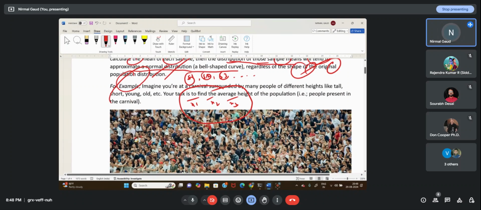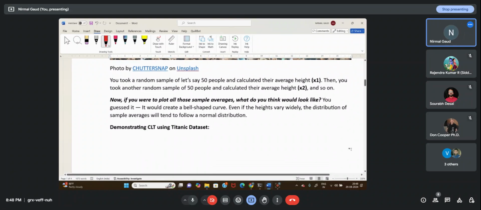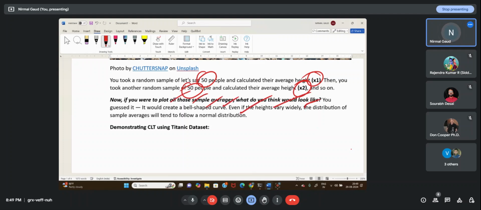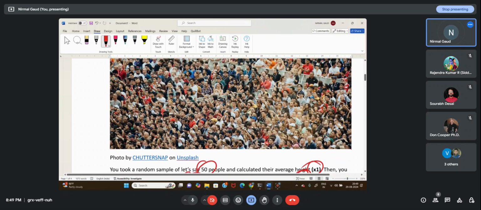For example, if we are at a carnival surrounded by many people of different heights, like tall, small, and medium, and you take the average height of the people present in the carnival, let us suppose we have 50 people and the average height is x1, then we can take another random 50 people, average height is x2, and so on. If you do that and plot all these averages, how do you think they will look? It will create a bell curve shape, and this distribution is normal in nature. That's what it is telling. This is the central limit theorem.